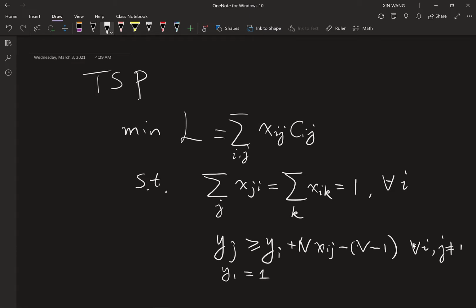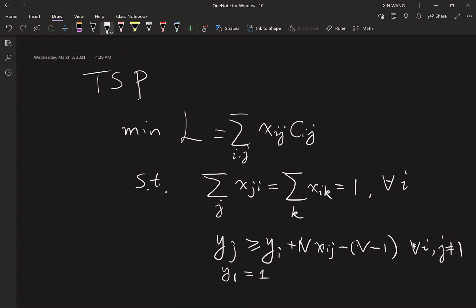Here, actually, we do not need to assume y1 is 1. We can assume y2 is 1 or y3 is 1, it doesn't matter. If you assume y2 is 1, then j does not equal 2. Or if y3 equals 1, then j would not equal 3, based on our starting point. So in general, we can write ys is 1, where s is our starting index. Without loss of generality, we normally assume y1 is the starting point.